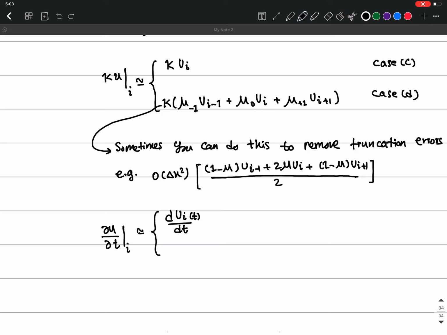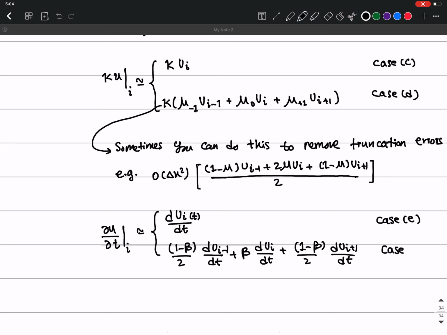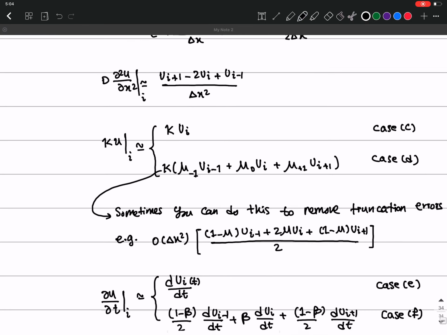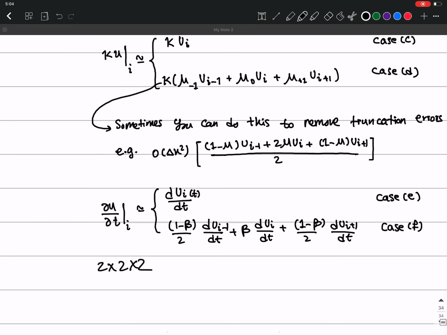So I'm going to say (1 minus beta) over 2 times du_i minus 1 over dt plus beta du_i over dt plus (1 minus beta) over 2 du_i plus 1 over dt. And this one I'm going to call case E, and this one case F. And you can choose any of these combinations. So here, what I've proposed, you can choose 8 combinations, 2 times 2 times 2, right?